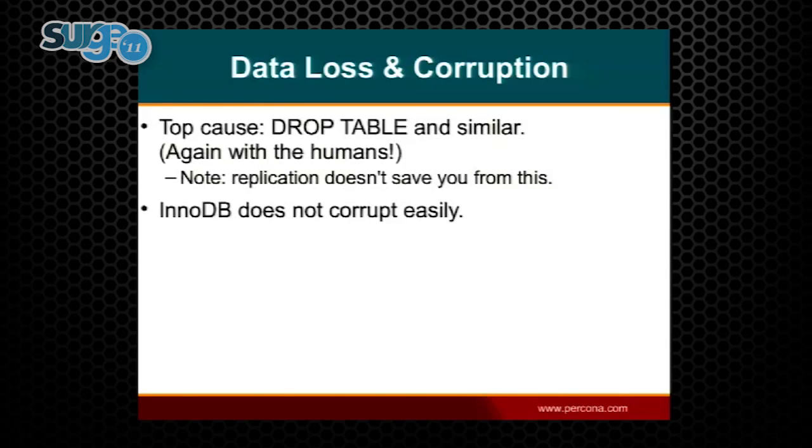In data loss and corruption, again, it's humans, right? It's usually something like a dropped table. I'll get into a little more detail about this later, but the data loss itself is not the root cause. The human is not the root cause. It is usually not InnoDB, so if you are running InnoDB, you're about as safe as you can be in any modern ACID-compliant database, because InnoDB is very, very careful with its data.